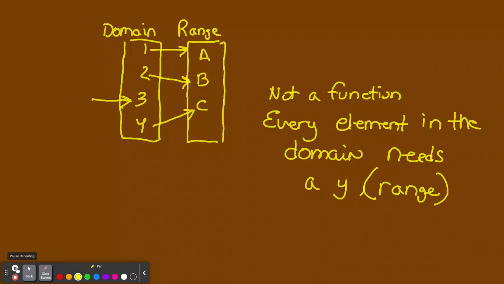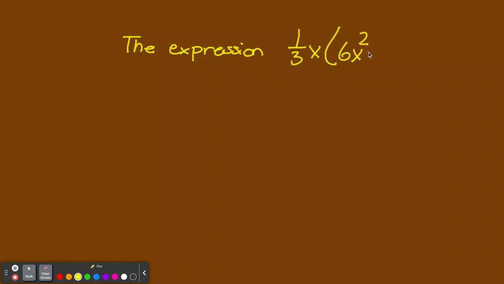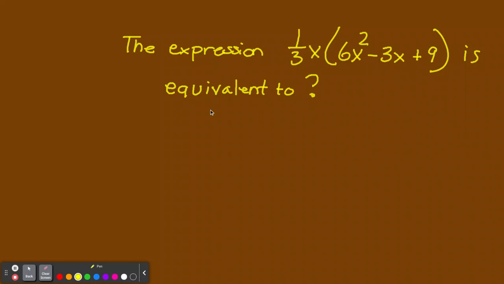All right, let's do one more question. All right, so let's say we had the expression, 1/3 x times 6x squared minus 3x plus 9. And we'll say it is equivalent to what? What is it equivalent to? So what should you do here? Distribute. Make sure you distribute. So distribute that out.